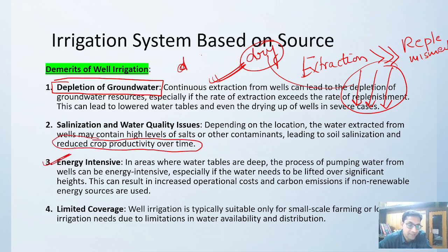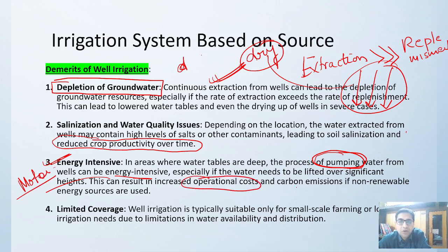How it becomes energy intensive is that whenever you have the water table far below, 15-20 meters, you need a pumping set. The process of pumping will be required to take out the water, so this is an energy intensive process. You need a motor to extract the water. So obviously this will increase your operational cost, and carbon emission will be very high, because since you will be needing a pumping set, you will be firing diesel, petrol, and automatically carbon emission will be there.